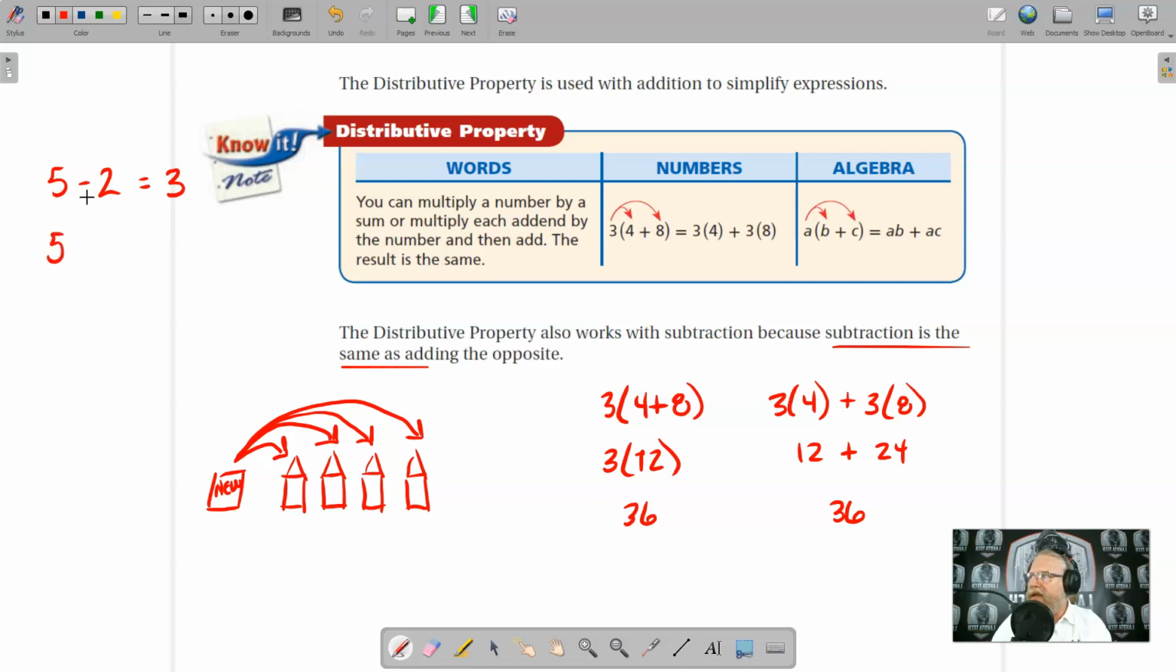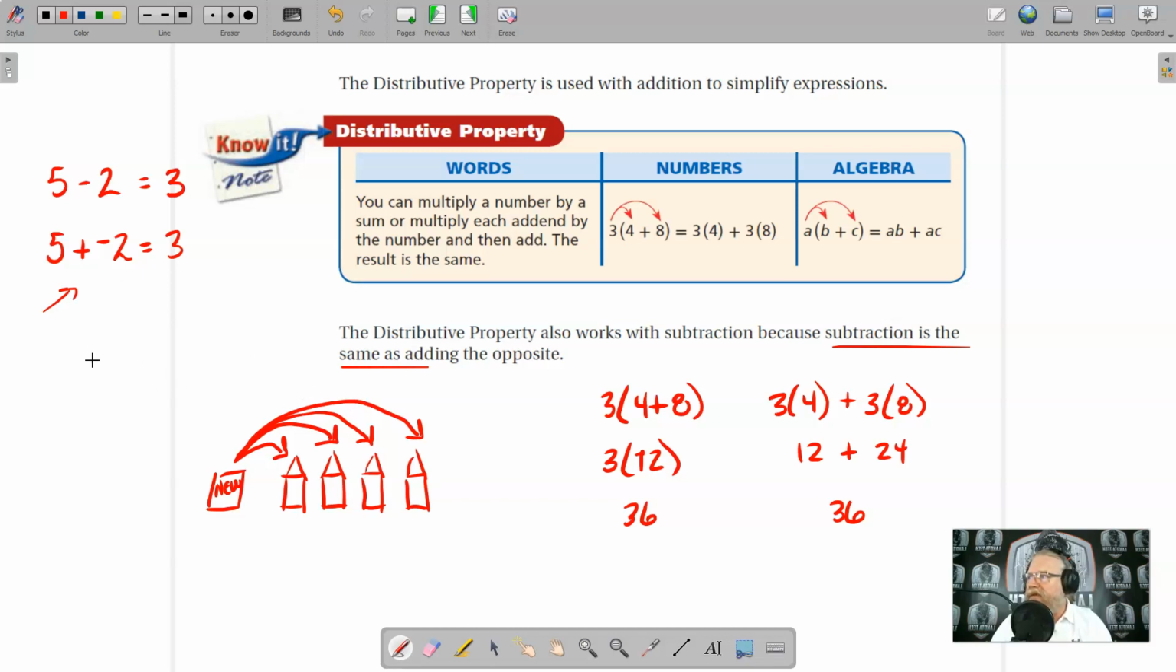I take 5, change the sign to addition, take the opposite of 2 and get negative 2. Now what's 5 plus a negative 2? It's still 3. So subtraction, like it says, is the same as adding the opposite. So 5 minus 2 is the same as 5 plus negative 2. And that's a little trick that I use quite often. I use this one a lot.